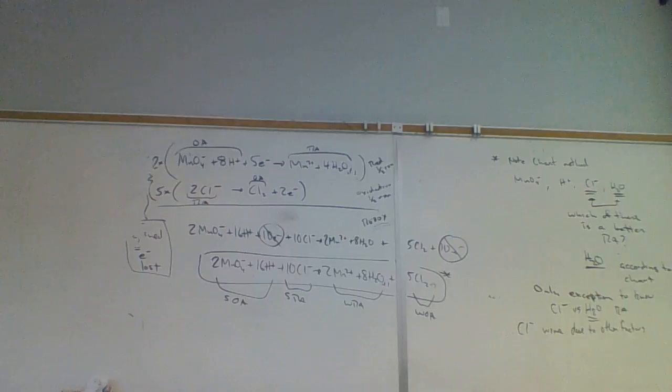So for example, if we burn ethanol, C2H5OH. When we burn ethanol, what should it form? It should form carbon dioxide and water.